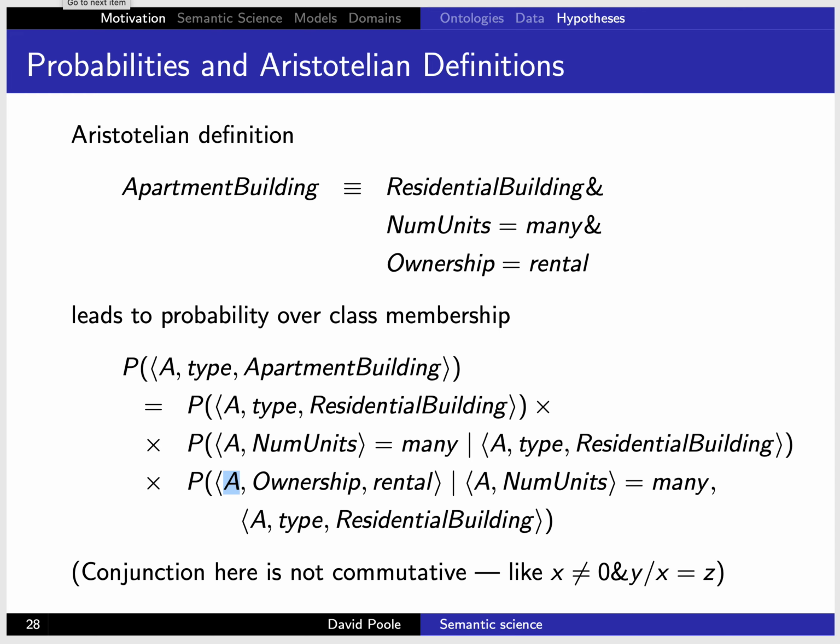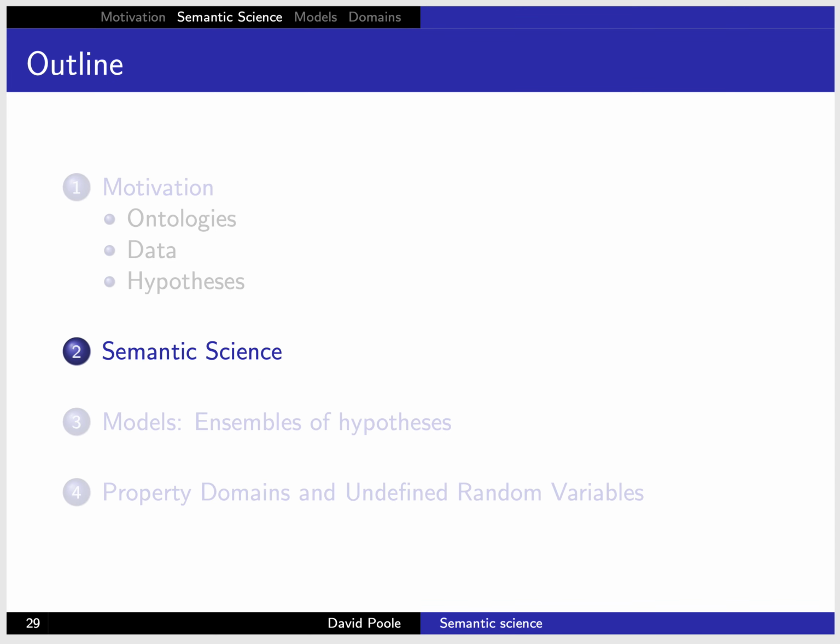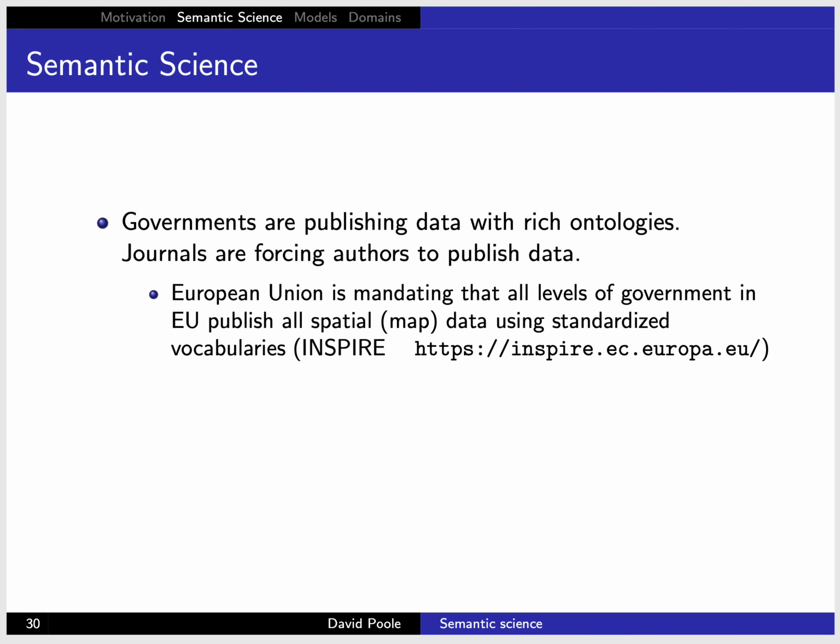All right. So now let's talk about how semantic science will work, this idea of having people publishing hypotheses that we can then use. It turns out governments are already publishing data with rich ontologies. The journals are forcing authors to publish data. One of the interesting examples is that the European Union is mandating that all levels of government in the EU provide all spatial data using a standardized vocabulary.